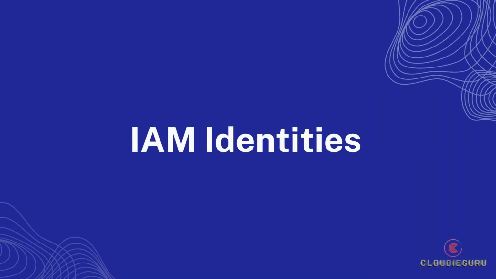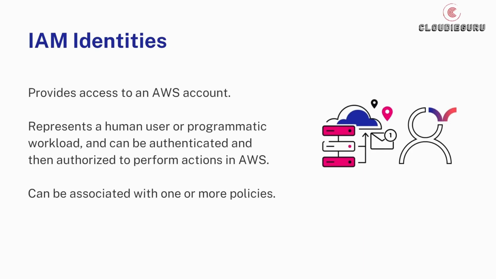Now, let's discuss about IAM identities. First, let's see what are IAM identities. An IAM identity provides access to an AWS account. An IAM identity represents a human user or programmatic workload and can be authenticated and then authorized to perform actions in AWS. Each IAM identity can be associated with one or more policies. Now you might be wondering, what are policies? So policies basically determine what actions a user, role or member of a user group can perform on which AWS resources and under what conditions.